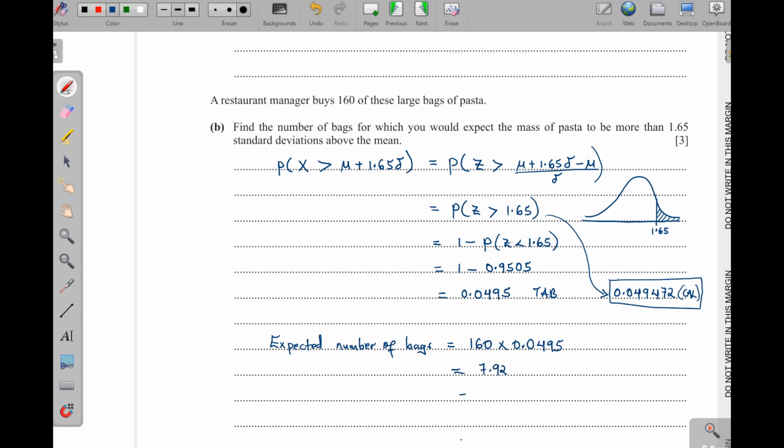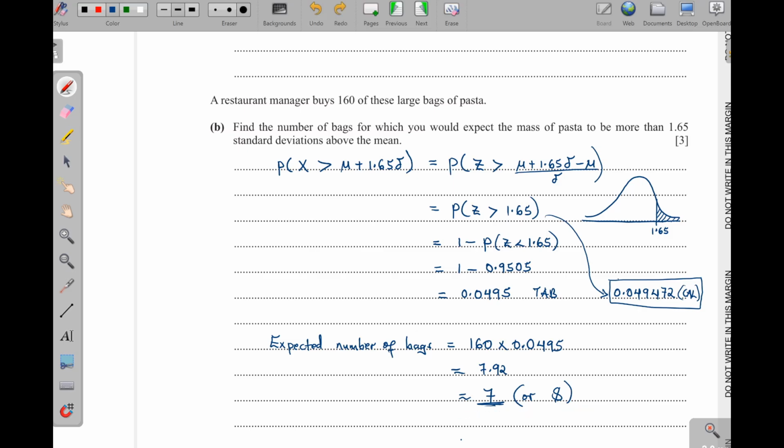But this implies you can have your answer as 7 or 8. Because a bag, we have 7 full bags, and there is no bag which is like 0.92. That means it is almost full. So if it is almost full, that means you have used the 8 bags. You get it? So you can write one answer. Your answer should either be 7 or 8, but don't go to an exam and write 7 or 8 like the way I've done here.